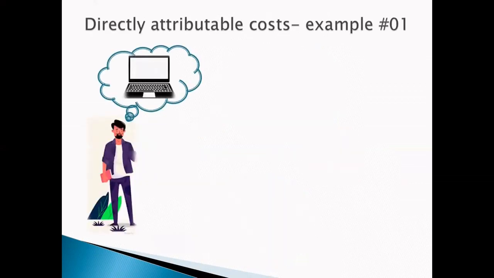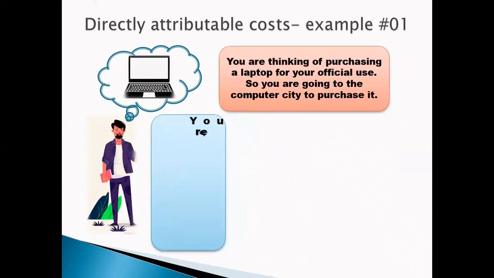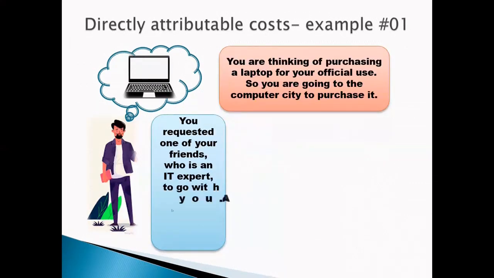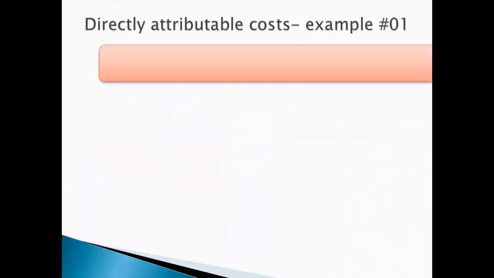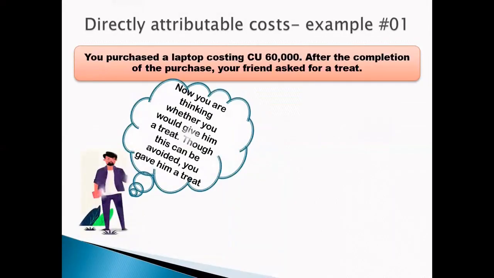So let's see one example of directly attributable cost. This guy in the picture is planning to buy a laptop, and he has requested one of his IT expert friend to go with him to the computer city to buy the laptop, and they both went to the shop and bought the laptop. The purchase price of the laptop is 60,000, and after he purchased the laptop, his friend is asking for a treat, and he is thinking whether he should give a treat or not.